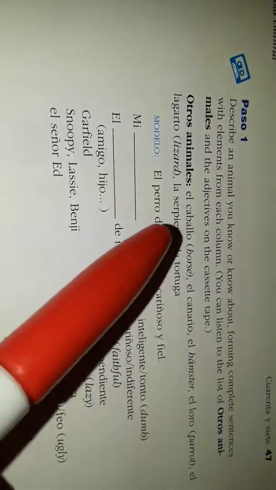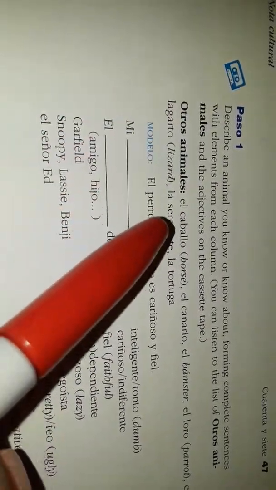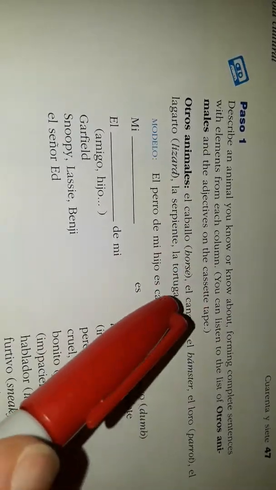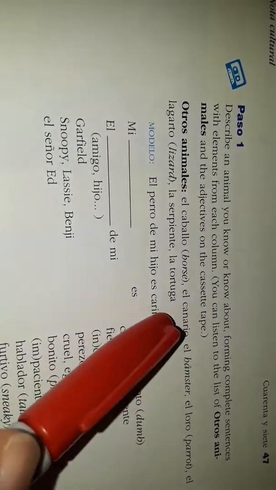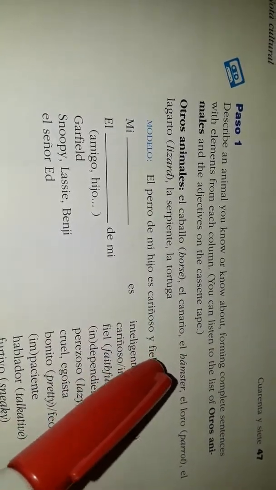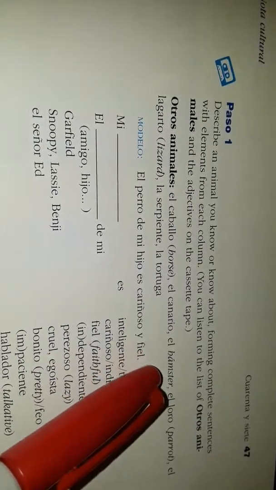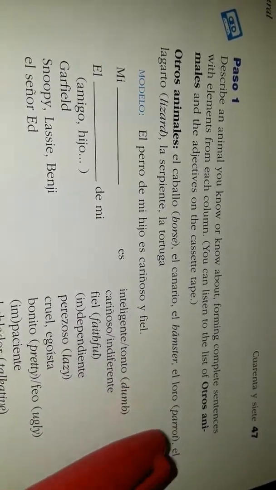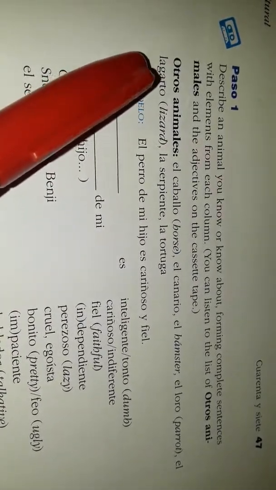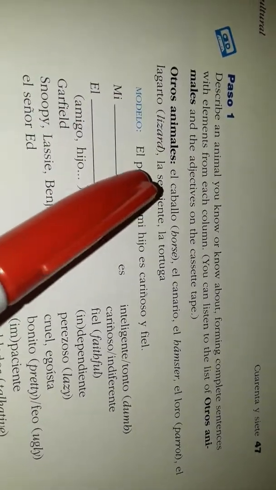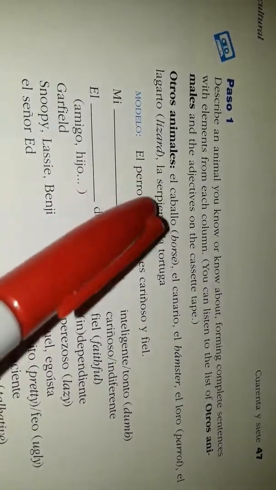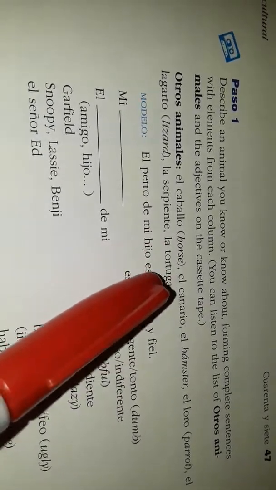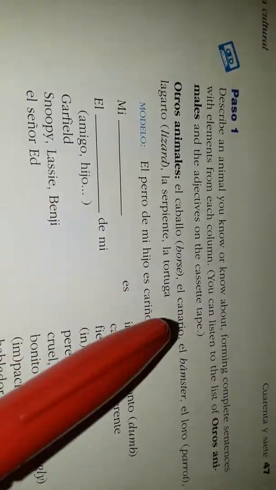Otro animales, other animals that we did not discuss earlier is el caballo, that's a horse, el canario, el hámster, that's weird, el hámster, el loro, that's a parrot, el lagarto, lizard, la serpiente, that's a cognate, serpent, la tortuga, how many you want to guess what that is? Tortuga. Well, it's a turtle.